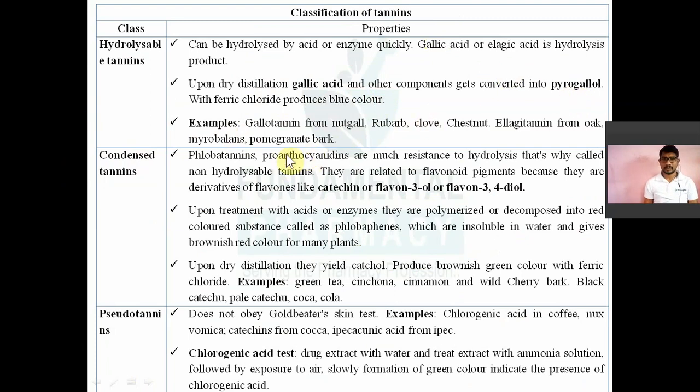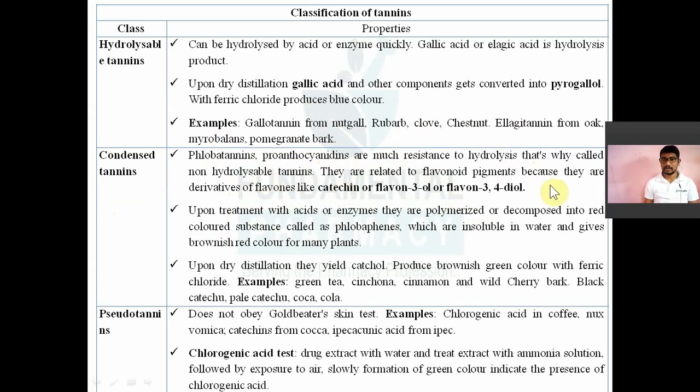Compound perichloride gives blue color. Examples are gallotannin, pomegranate, rhubarb, clove, chestnut, ellagitannin from myrobalan and pomegranate bark. Then condensed tannins are not hydrolyzable, they resist hydrolysis. For example, phlobatannins and proanthocyanidins are examples. They are much more resistant to hydrolysis, that's why they are known as non-hydrolyzable or condensed tannins.